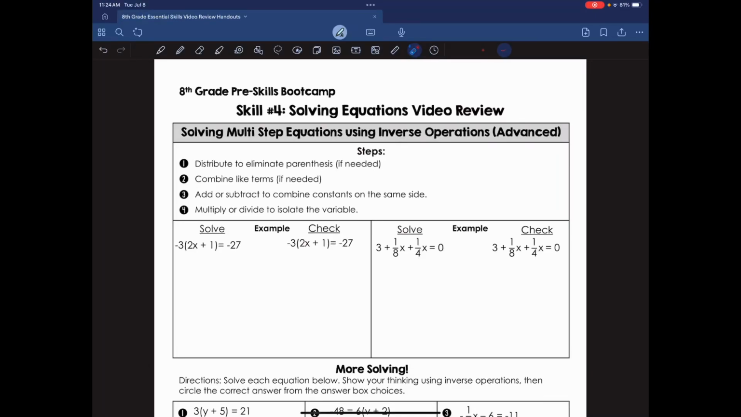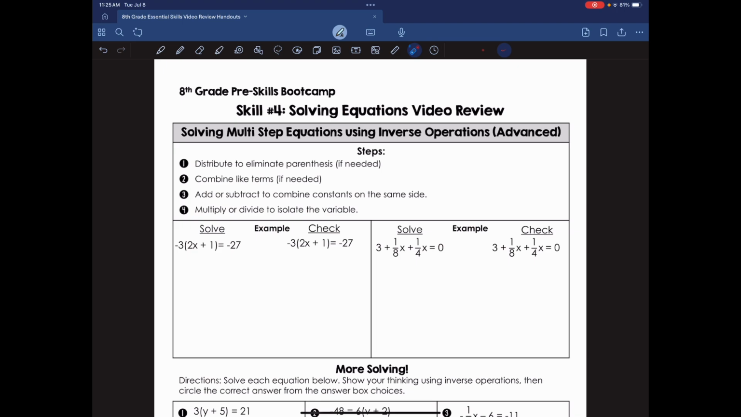Hey there, we are back with skill 4, but this time we are going to be practicing solving equations in a more advanced way, meaning we're going to need more than just those 2 steps in order to isolate the variable. So we're going to be looking at all 4 steps for this one.